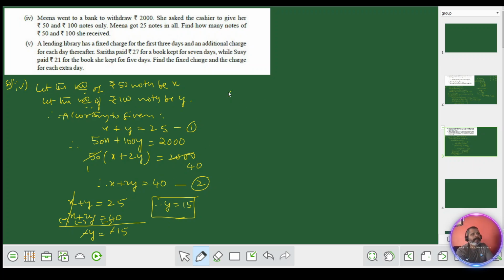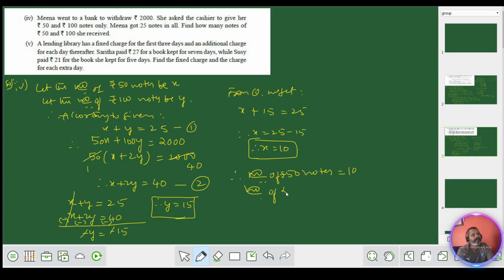Substitute this in 1. From 1 we get x plus y is how much? x plus 15 is equal to 25. Therefore, x equal to 25 minus 15, x equal to 10. Just subtract and get it. Now you just conclude. Therefore, the number of 50 rupees notes, how much did we assume? x, that is 10. The number of 100 rupees notes, how much did we assume? y, that is 15.